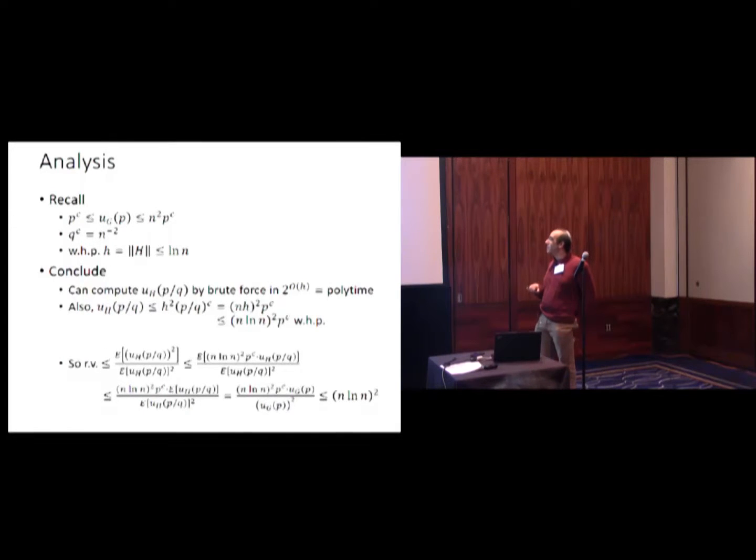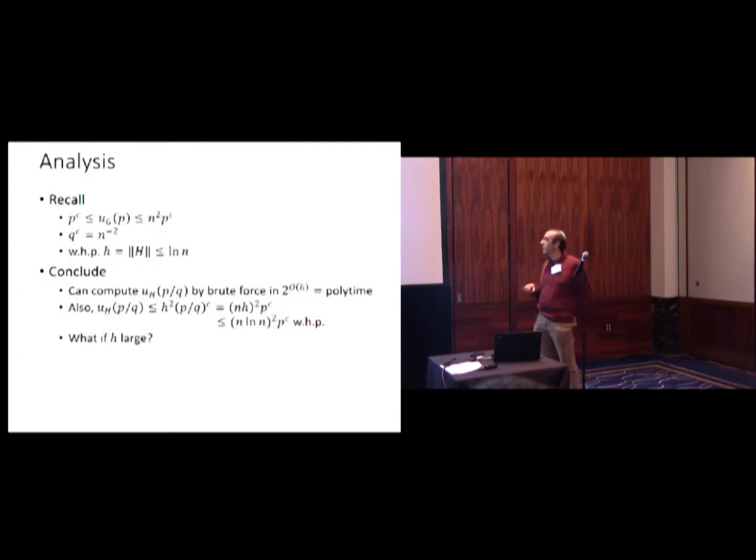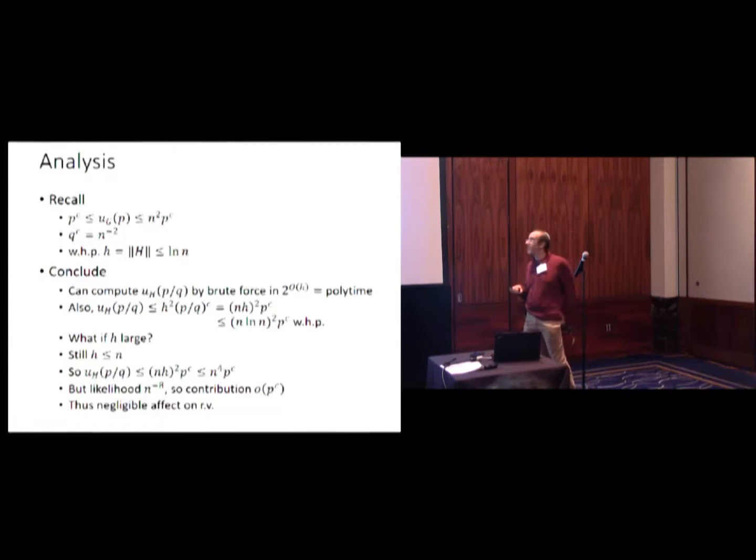Now, I cheated a little bit because I made an assumption. I asserted something was true with high probability, and then I assumed that it was always true by treating it as a constant in the expectation. It's not actually that big a deal. If we look at this rare case where H is large, well, even if H is large, still H has size less than or equal to n, so I can get a decent bound on the unreliability of H. And this likelihood is really small, so it contributes negligibly to the overall relative variance.